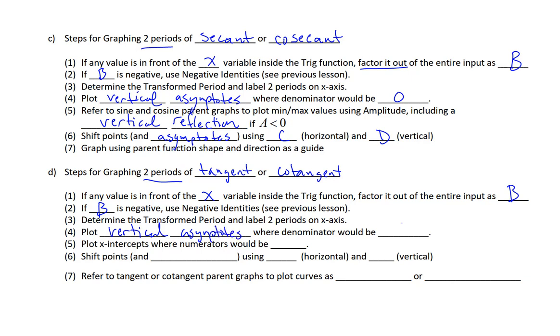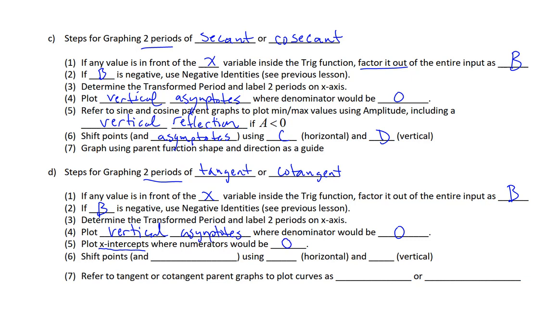Where the denominator would be 0. And notice, so far these steps are identical to what we just saw for secant or cosecant above. But there's one slight difference in our next step. So notice now step 5. And this is again for graphing tangent and cotangent with transformations. Step 5 says plot x-intercepts where the numerators would be 0.